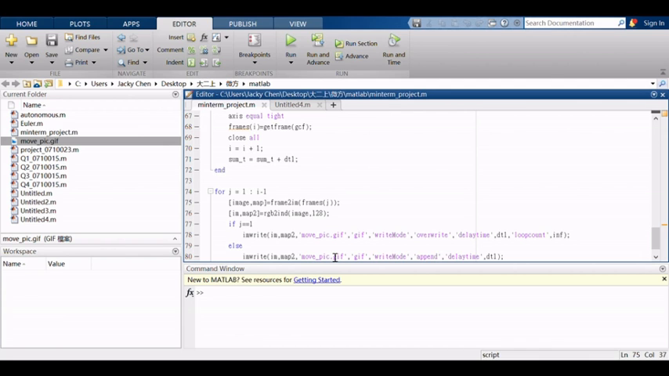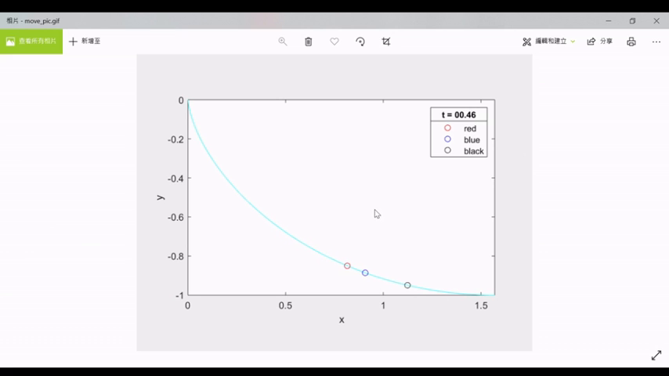And right now we will see the GIF of this MATLAB code. And this is the GIF for the MATLAB code, and we can see that the 3 different initial values of the red ball, the blue ball, and the black ball fall to the lowest part almost at the same time, but there are still some errors. But this is very close to the result we expected.